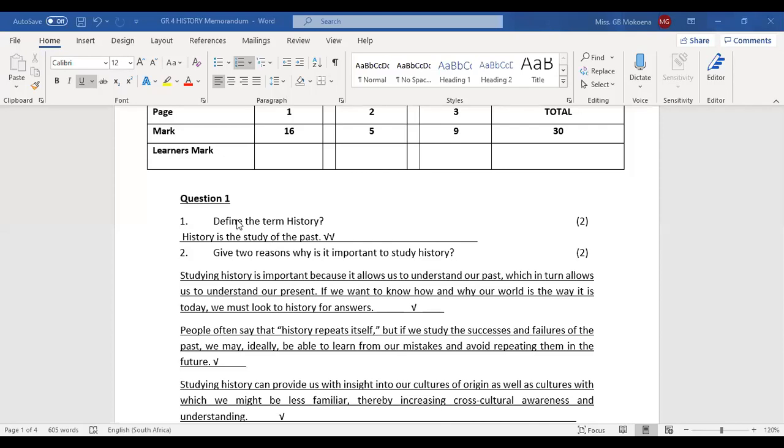To learn about our past and our cultures. To learn about our past and our culture. Nice. But I said 2 reasons. People are giving me 1. Okay, Taryn.